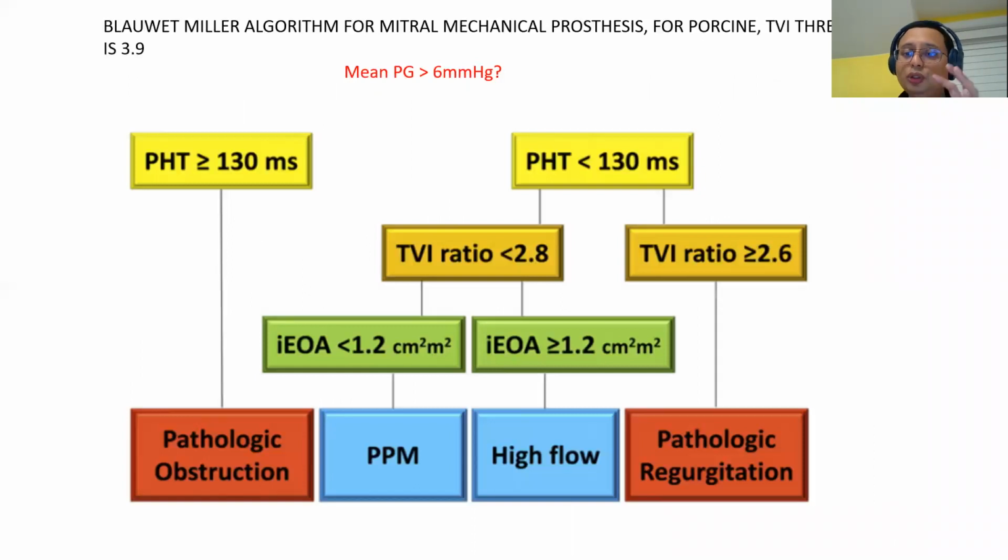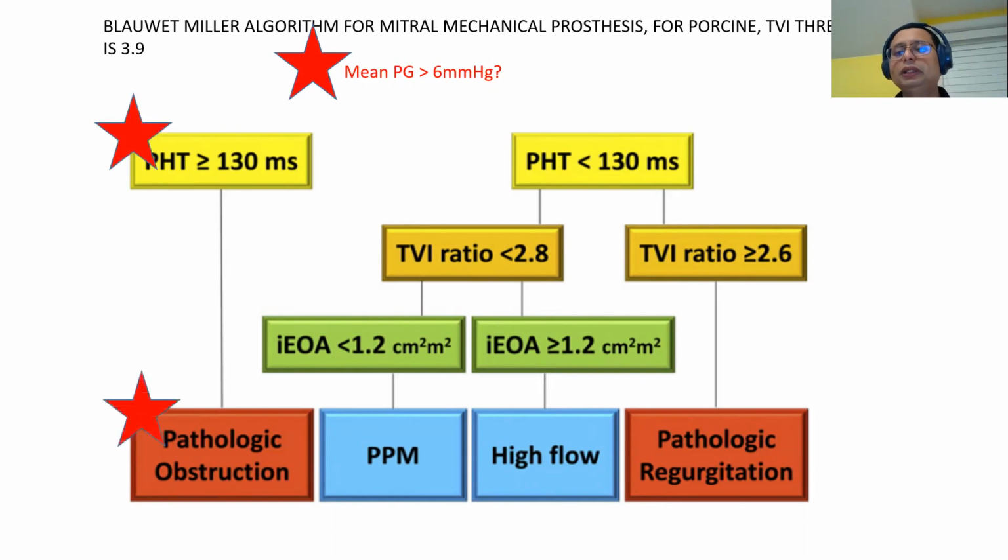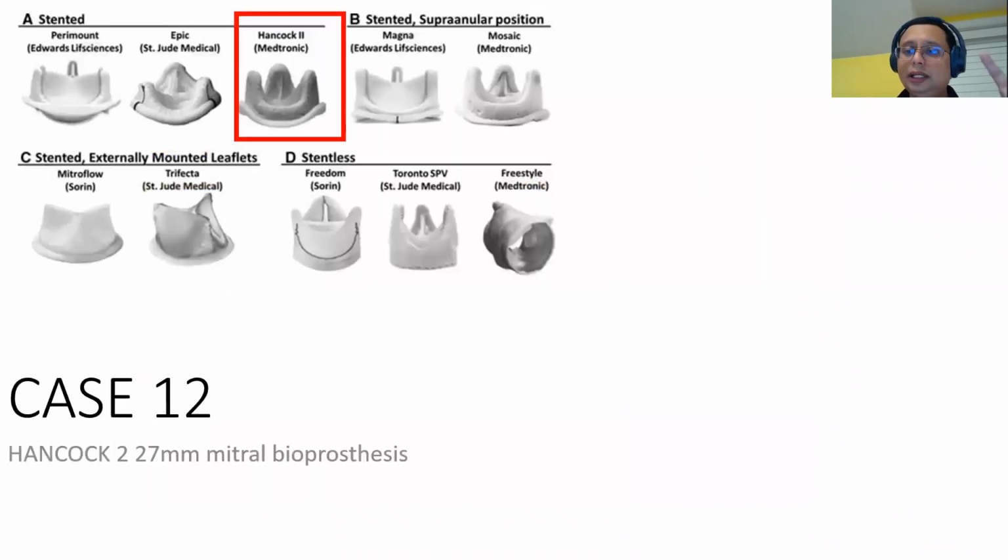So if you use the Blauet Miller algorithm, you see that in that patient, the pressure half time is way more than 130 milliseconds, so straight away you go there, and it is pathologic obstruction. You can see it's very simple when you're dealing with obstruction. Just look at the pressure half time, okay? So that is the metallic valve. Let's look at the bioprosthetic valve.